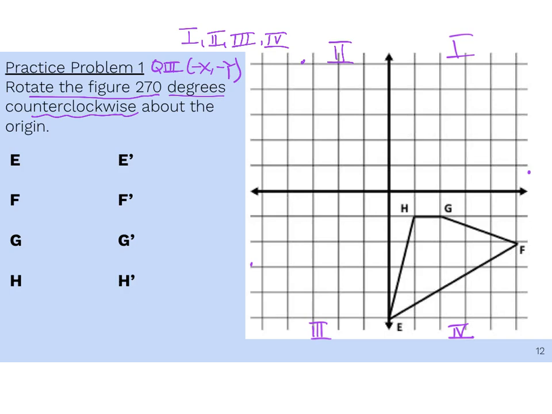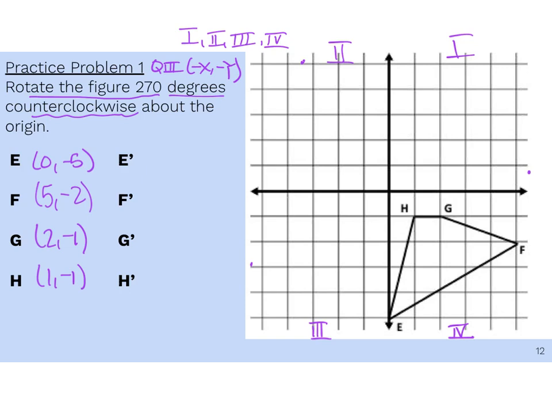So E is at (0, -5). F is at (5, -2). G is at (2, -1). And H is at (1, -1).